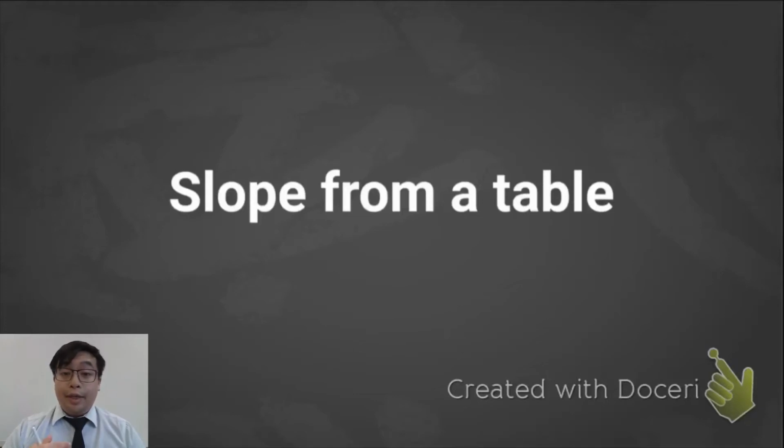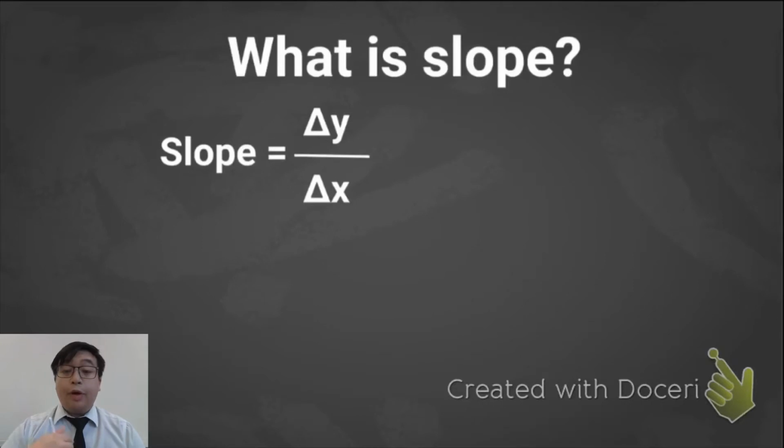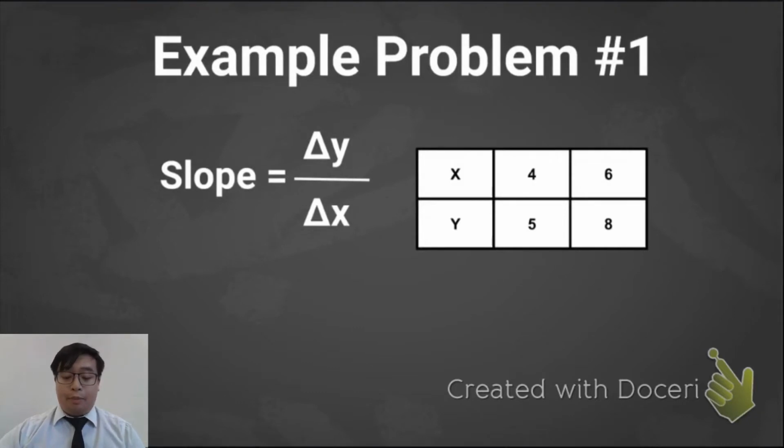Hello everyone, in this video we're going to go over slope from a table. And remember, our definition of slope is the change in y over the change in x. So here's the first example problem. I want to find the slope of this table here.